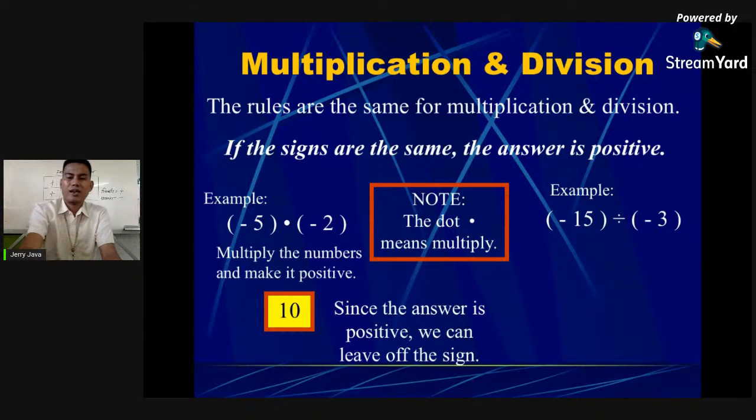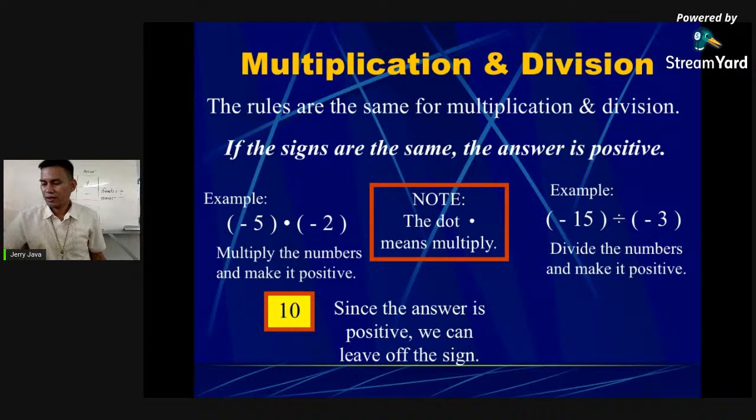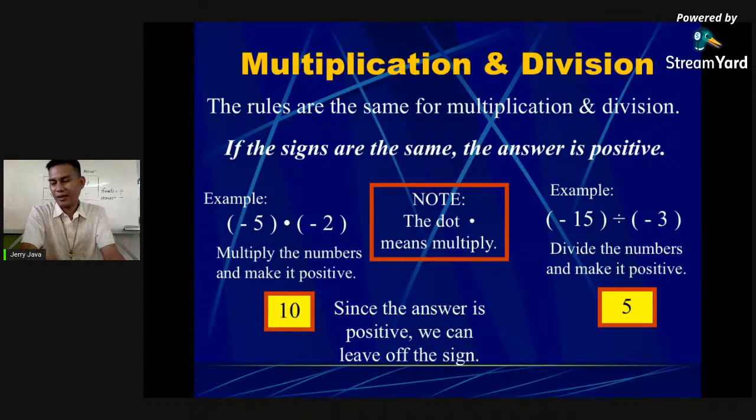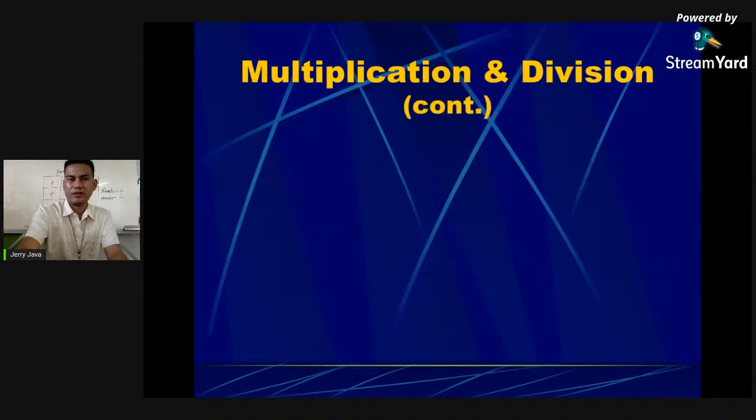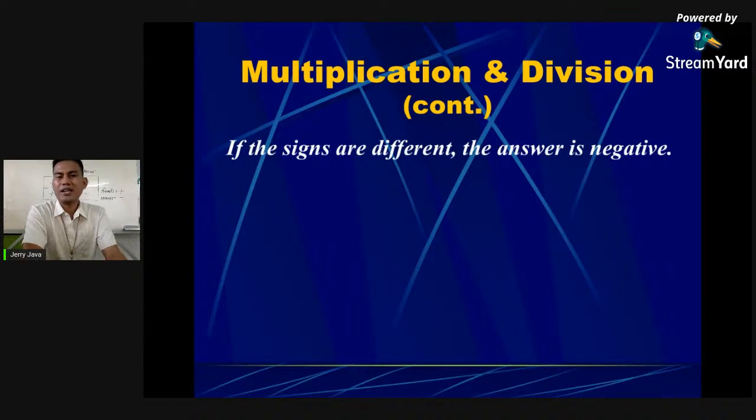Okay, so 15 divided by 3 gives you 5. Now, what is the sign of 5? Both are negative. So negative divided by negative, the answer is positive. That's 5 or positive 5, correct? Very good. If the signs are different, unlike signs, the answer is negative.